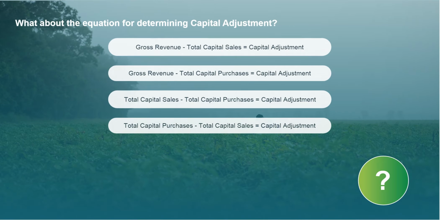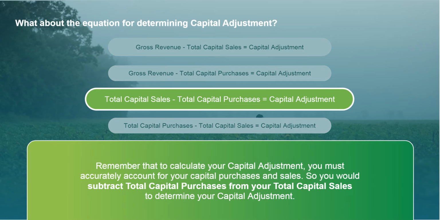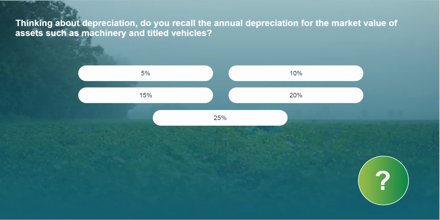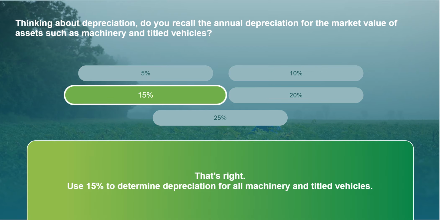What about the equation for determining capital adjustment? Remember that to calculate your capital adjustment, you must accurately account for your capital purchases and sales. So you would subtract total capital purchases from your total capital sales to determine your capital adjustment. Thinking about depreciation, do you recall the annual depreciation for the market value of assets such as machinery and titled vehicles? That's right. Use 15% to determine depreciation for all machinery and titled vehicles.